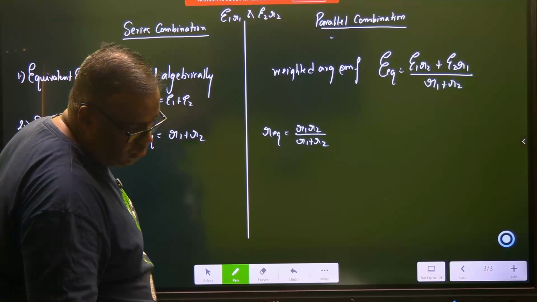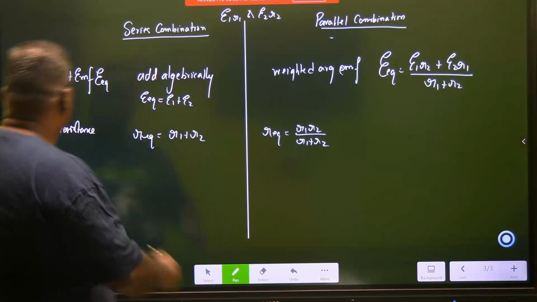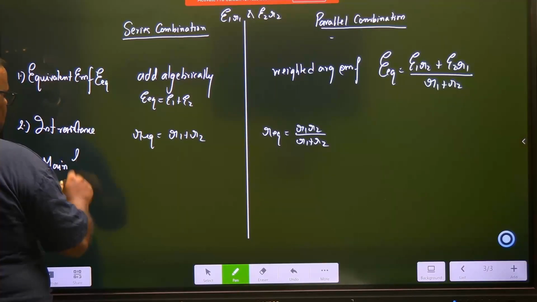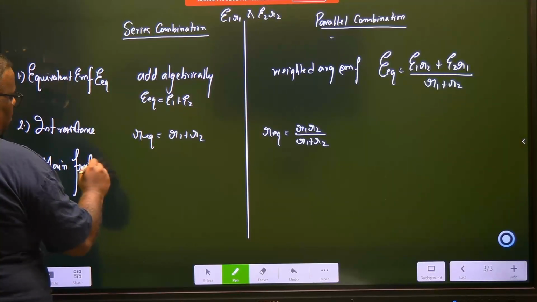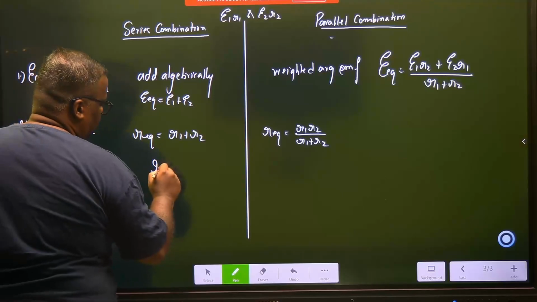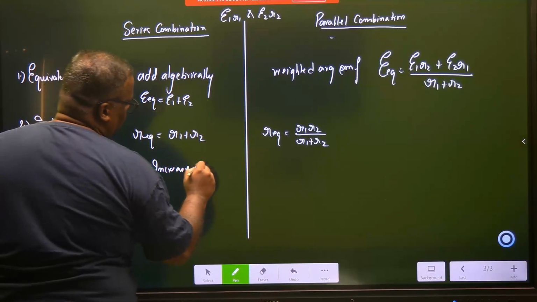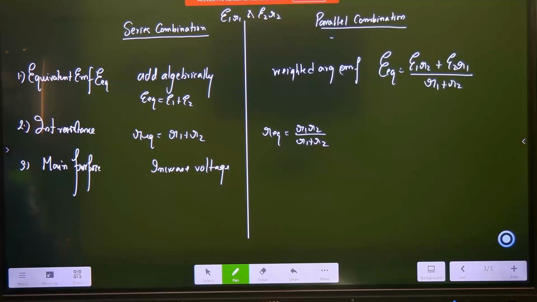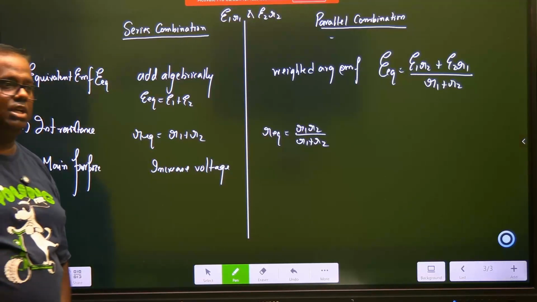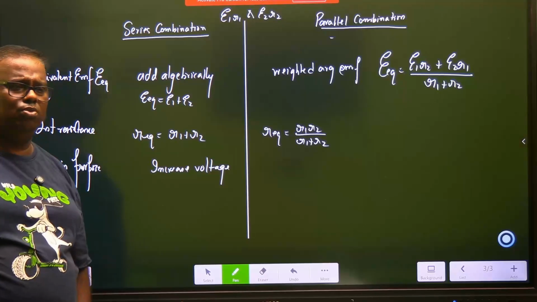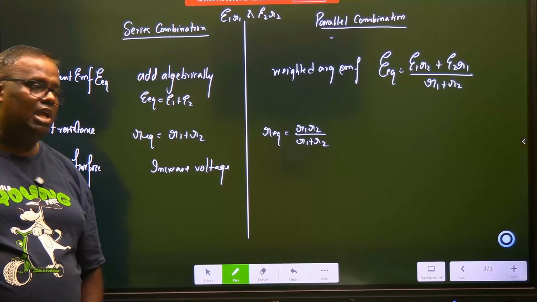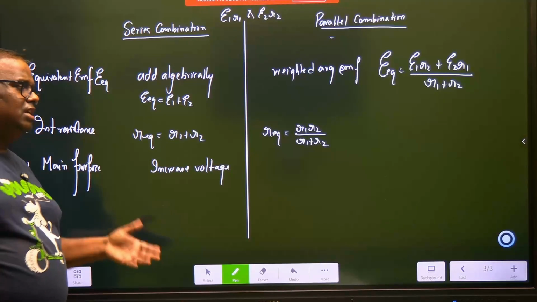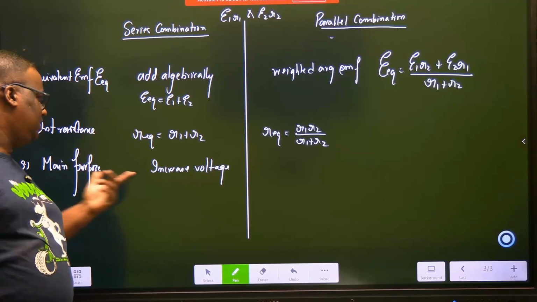Our next comparison will be on the main purpose. Here the purpose is to increase voltage. But children, remember, since your overall resistance is increasing, the current will drop down in this case. So this is a combination we usually use where voltage requirement is more and the current draw is not that high. Suppose like remote controls or torch lights, we always have it in series.